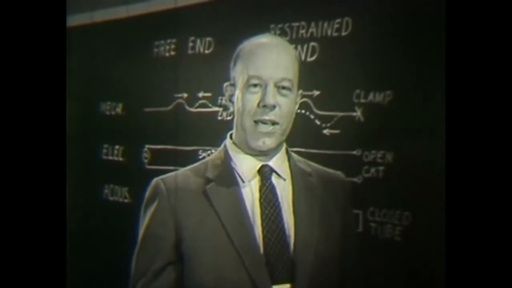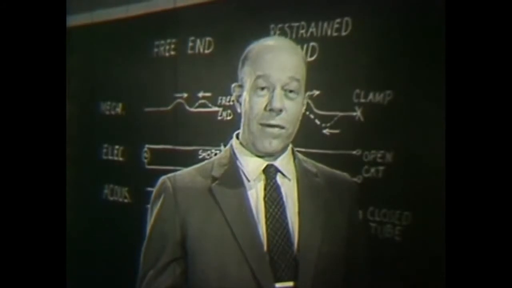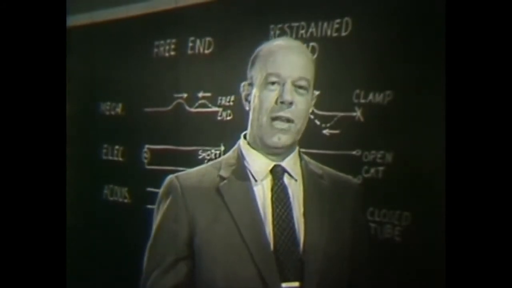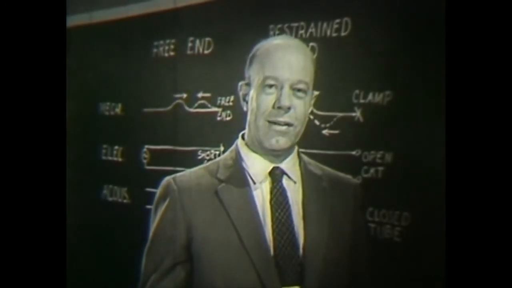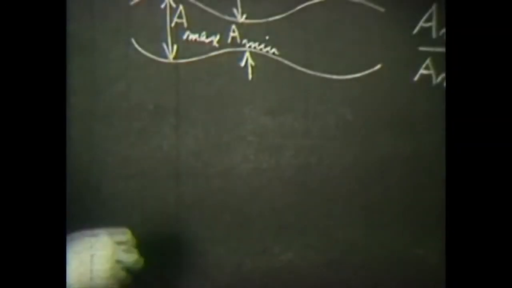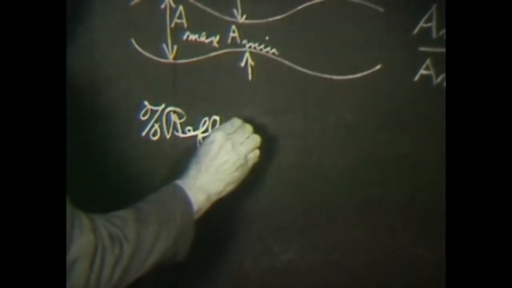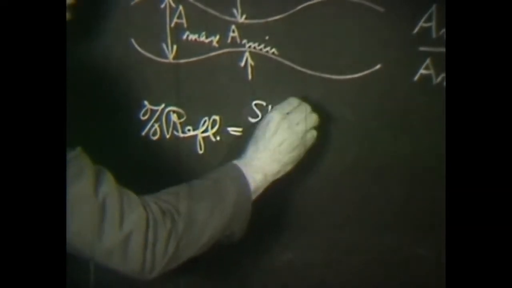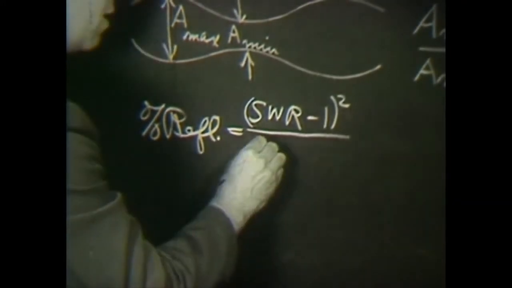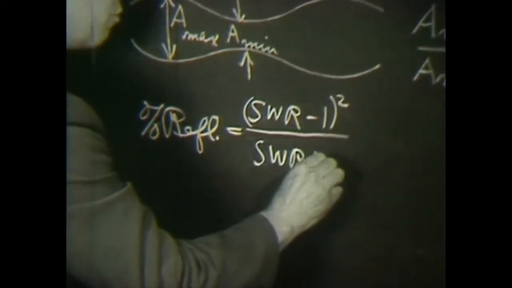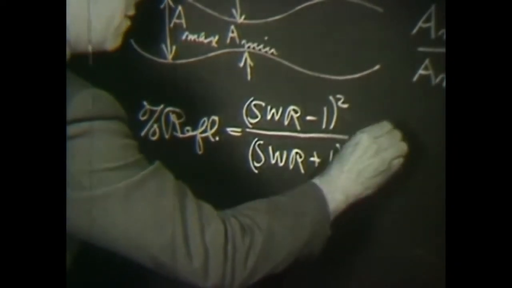The punchline is this. In any practical case of reflection, a measurement of the standing wave ratio on the medium just ahead of the termination enables one to calculate the percent reflection that is taking place there. The complete expression is percent reflection is equal to the standing wave ratio minus 1 squared, divided by the standing wave ratio plus 1 squared, times 100.